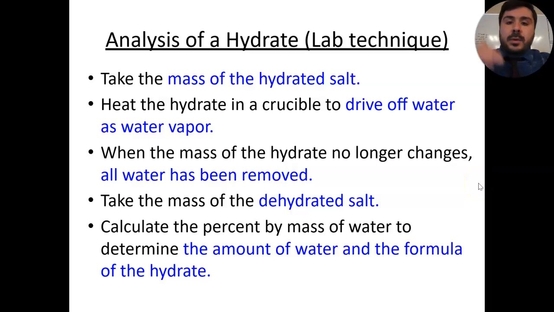Now here is kind of the breakdown of the lab techniques that are involved with this particular lab in general. You take the mass of the hydrated salt, in this case the salt is CuSO4. You're going to heat the hydrate in a crucible to drive off the water as water vapor. When the mass of the hydrate no longer changes, all water has been removed essentially, right? So all those water molecules that are bonded to the substance in question here, being copper sulfate, that's essentially going to represent that there's no more water molecules here, right? And when that is the case, you have this now dehydrated or anhydrate salt here.